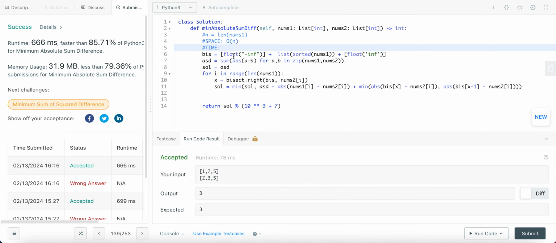For time, well, we have to sort this array. That takes n log n time, just standard sorting. And then we have to look at all n elements and we do a bisect. Bisect is a log n operation, and we have to do that n times. It's another n log n. This is a constant operation. So that's n log n plus n log n. That's just n log n.